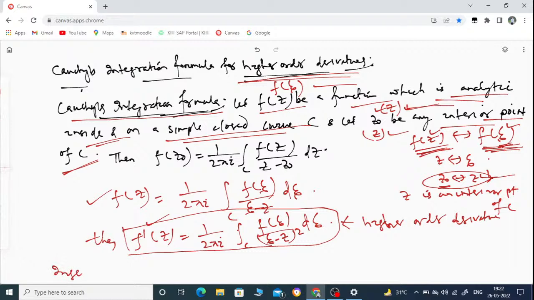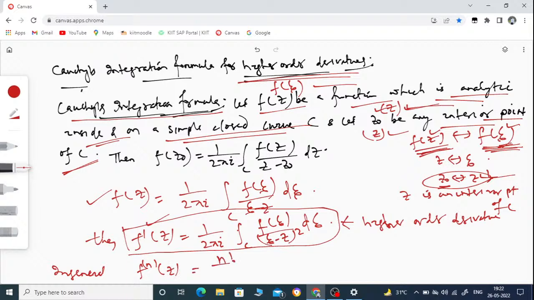Similarly, in general, if I take the nth derivative, this will be n factorial divided by 2 pi i integration over C f of j divided by j minus z to the power n plus 1 dj. This is the statement for the nth order derivative. Now I will write the statement of the theorem and I will prove it.